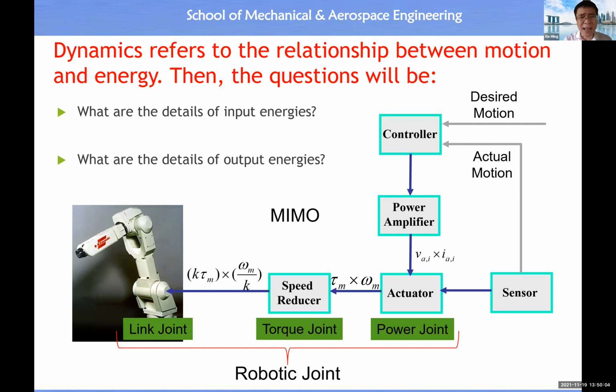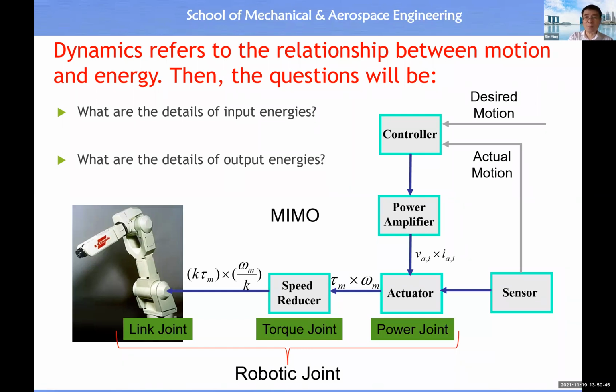What do we mean by dynamics? By definition in robotics, I believe in module 3, you have studied the definition of dynamics and kinematics. And in module 2, we have also given you the definition about the kinematics and the dynamics. So in robotics, dynamics means the relationship between motion and the energy. Therefore, we need to know the source of energy inside your robot.